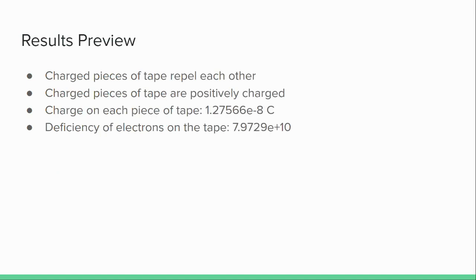Here's a preview of the results from this lab. Charged pieces of tape repel each other because they are positively charged. The charge on each piece of tape is roughly 1.27566 times 10 to the negative 8 coulombs, and the deficiency of electrons on each piece of tape is roughly 7.9729 times 10 to the 10. And now that we have that covered, we can get into the actual experiments themselves.